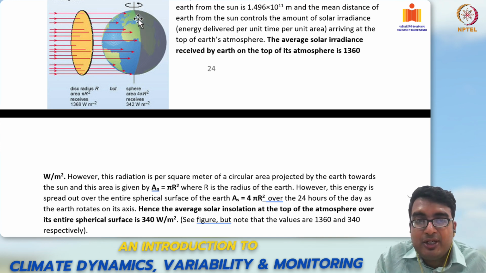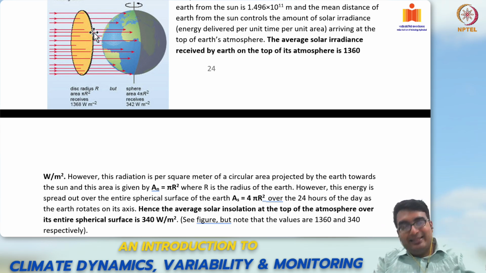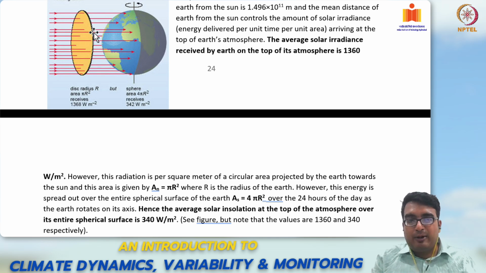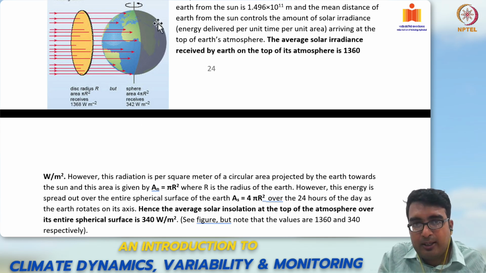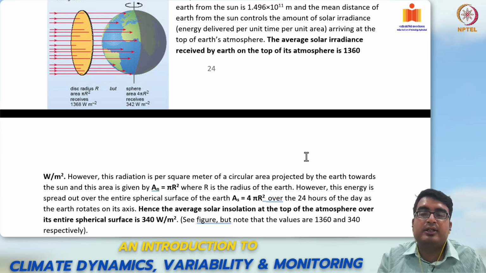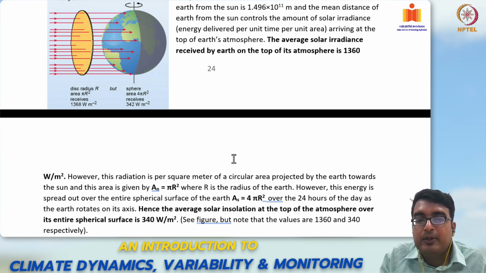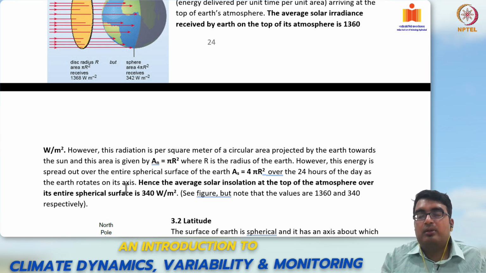However, this energy has to be distributed over the entire spherical surface of the Earth. In general, of course, only the lighted half, one hemisphere, is receiving the Sun's rays, but if you average over the entire 24-hour period where the Earth is rotating and then do the per unit area measurement, then the total Earth surface is 4 pi r square, where r is the radius of the Earth. And this solar irradiance of 1360 watts per meter square is being distributed over this area. So the total energy the Earth receives is 1360 times pi r square divided by 4 pi r square, which means 1360 by 4, which is 340 watts per meter square.